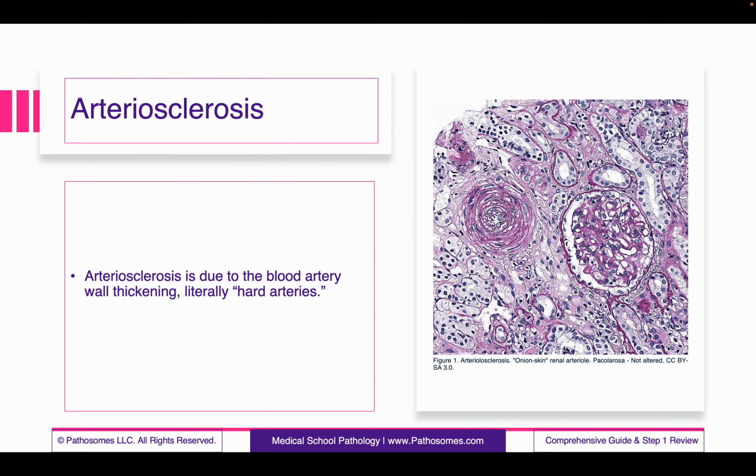Let's talk about arteriosclerosis. Okay? Now, what is arteriosclerosis? Basically, it's hard arteries, right? Arteriosclerosis is due to the blood artery wall thickening, literally hard arteries. And we can see this histologic section again, showing that onion skinning of a renal arteriole.